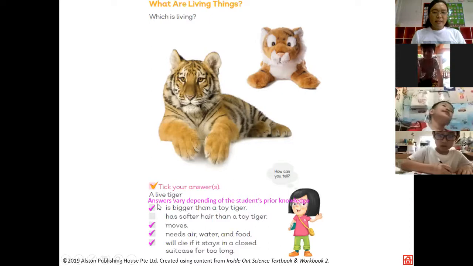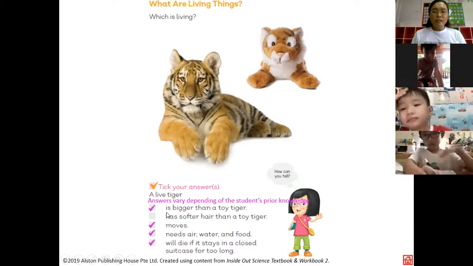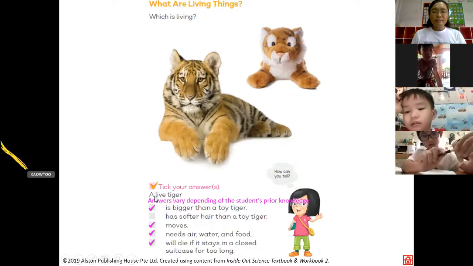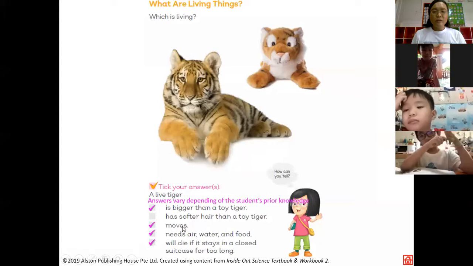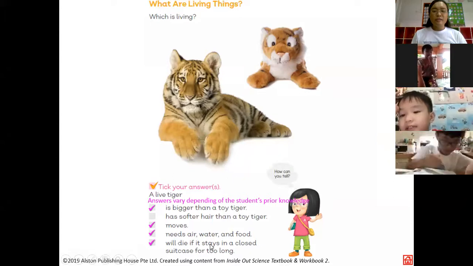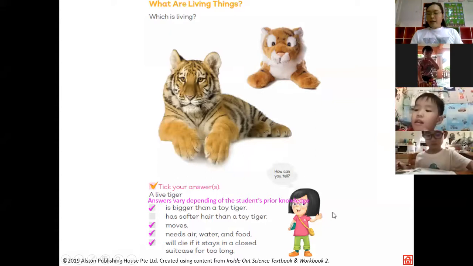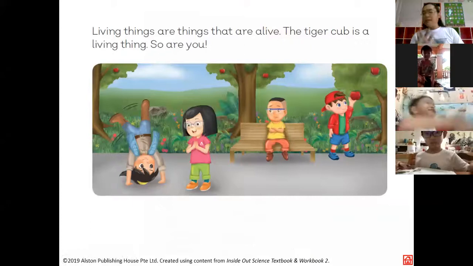Okay, Otto, can you read? A live tiger is bigger than a toy tiger. Next, a live tiger moves. Next, a live tiger needs air, water, and food. Next, a live tiger will die if it stays in a closed suitcase for too long. Very good. Okay, now let's proceed to page number 3.